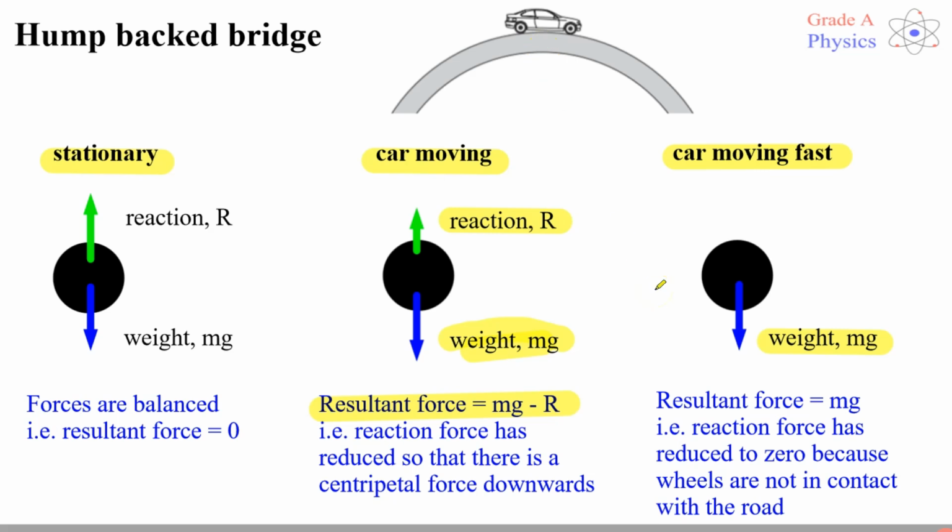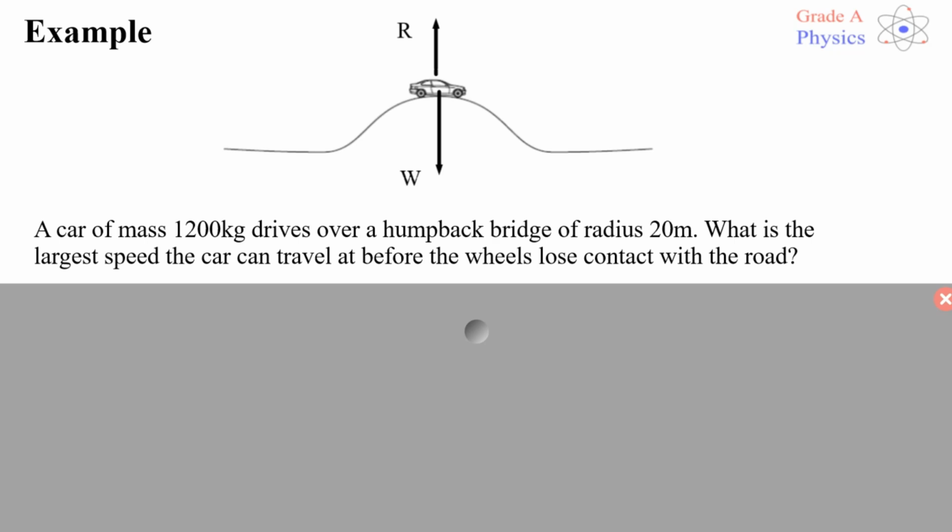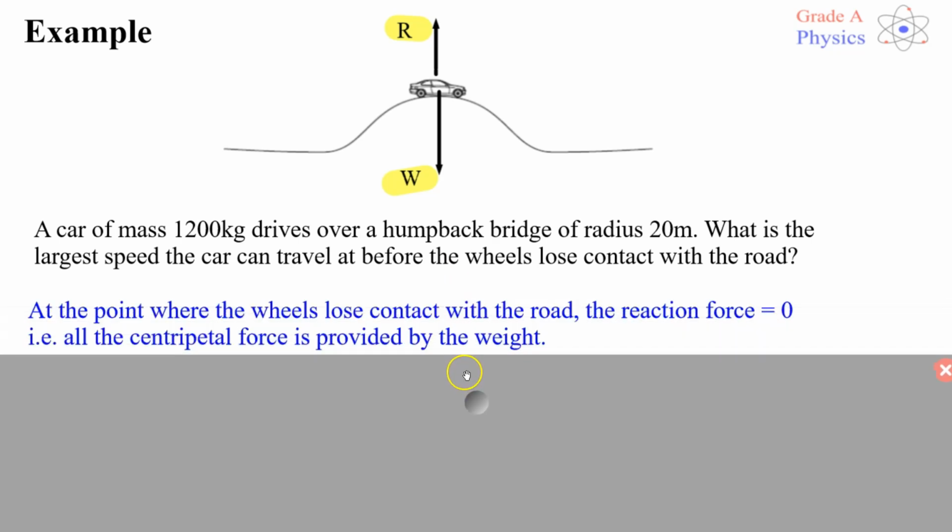So we could calculate the maximum speed the car is traveling at before the wheels start to lose contact with the road. And this would be the example calculation of that. So we've got a scenario here. The earlier parts of the question might ask you to calculate the weight, maybe the reaction force when it's stationary, which would just be equal to zero. So here we go. What is the largest speed the car can travel before the wheels lose contact with the road? So let's just put into context what we've just talked about.